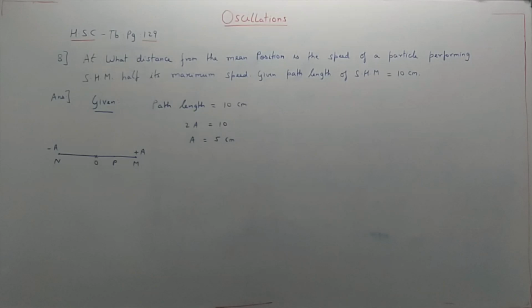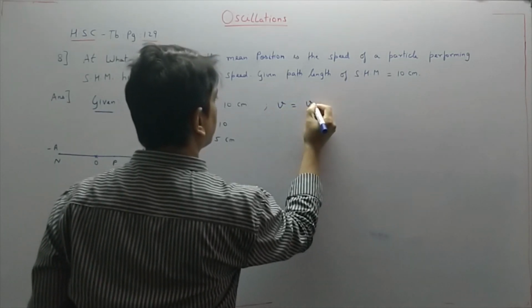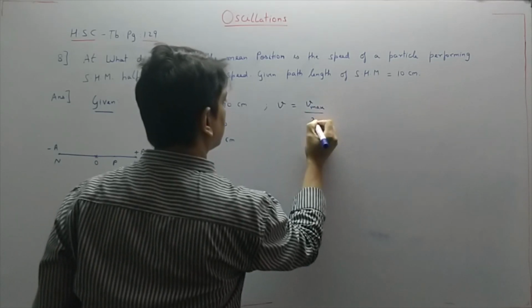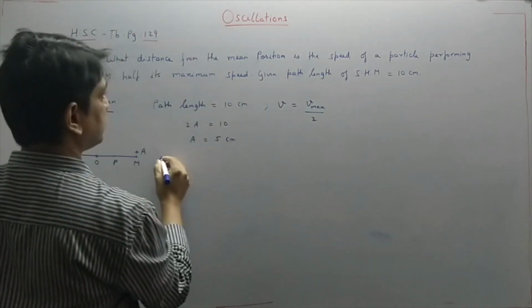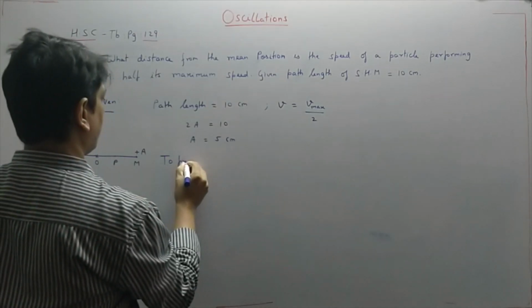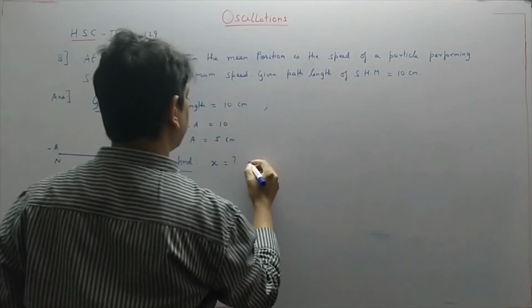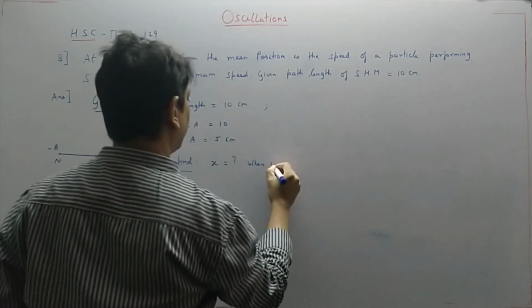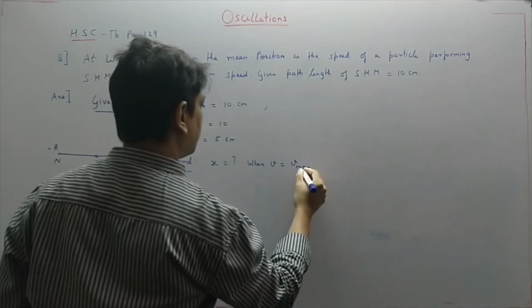At what distance from the mean position, suppose the distance is x from the mean position, is the speed of the particle performing SHM half its maximum speed. One more thing they have given here is that the speed is half the maximum speed. V is V max upon 2. At what distance? So you have to find x, at what distance. Here I am writing: when V is the velocity at that distance, it is V max by 2.